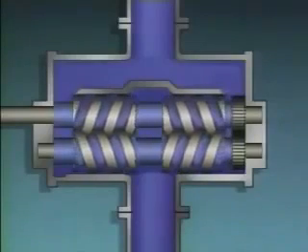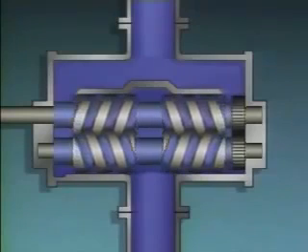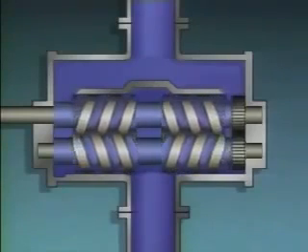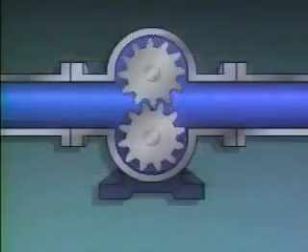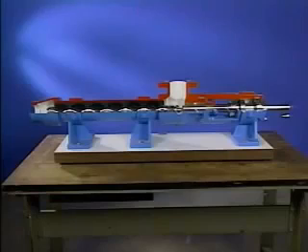A rotary positive displacement pump uses the rotating motion of components such as screws, gears, lobes, and vanes to move fluid. In this part, we'll look at several examples of rotary pumps. One common type of rotary pump is a single screw or progressive cavity pump.